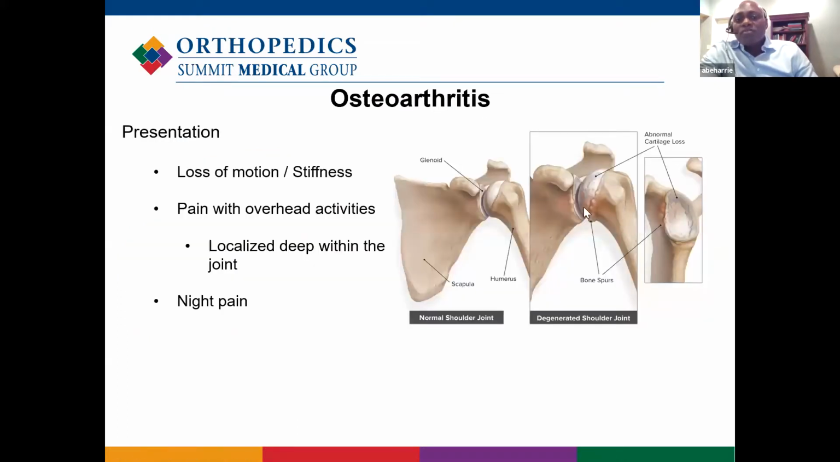When patients have arthritis in the shoulder, you have loss of motion. You present with stiffness. You have pain with activities. And the pain can be deep and gnawing. You can have night pain that disturbs your sleep. This image here shows a normal shoulder that over time becomes arthritic, and you lose the cartilage on the ball and socket, and that's what we call arthritis, essentially.